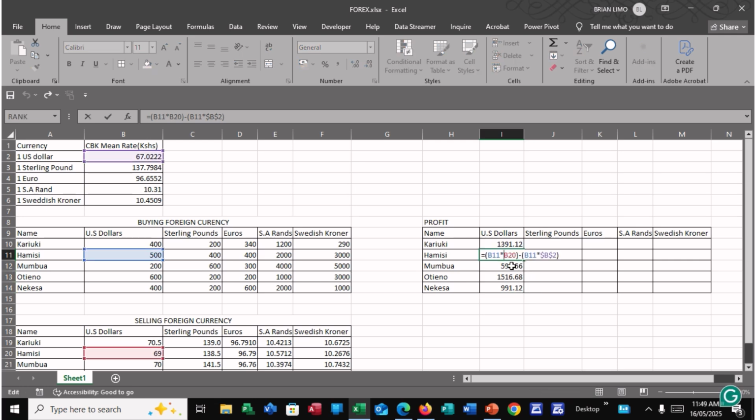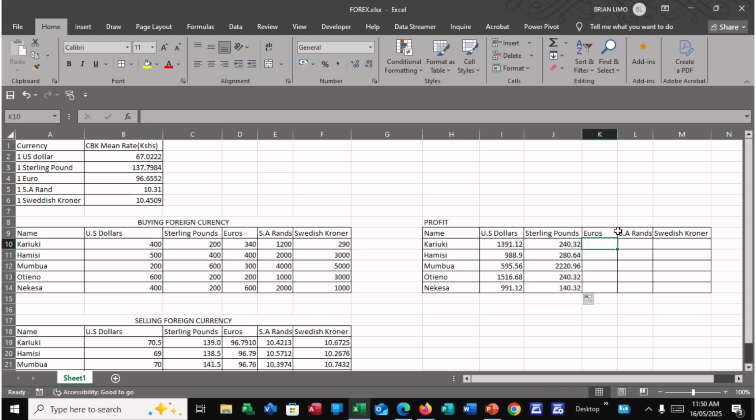So you can check the formula used here, that is B11 multiplied by B20, close the bracket, minus B11 multiplied by dollar sign B dollar sign 2. Okay, that is correct. Let us check for the sterling pound. I'm using equal sign again, selling price minus buying price. So it will be this one, the sterling pound, multiplied by how many sterling pounds did Kcse buy? 200, minus the buying price, open your bracket, you bought 200 sterling pounds, multiplied by using again absolute reference, dollar sign B dollar sign 3. Then I close my bracket. That is the profit. I drag downwards.